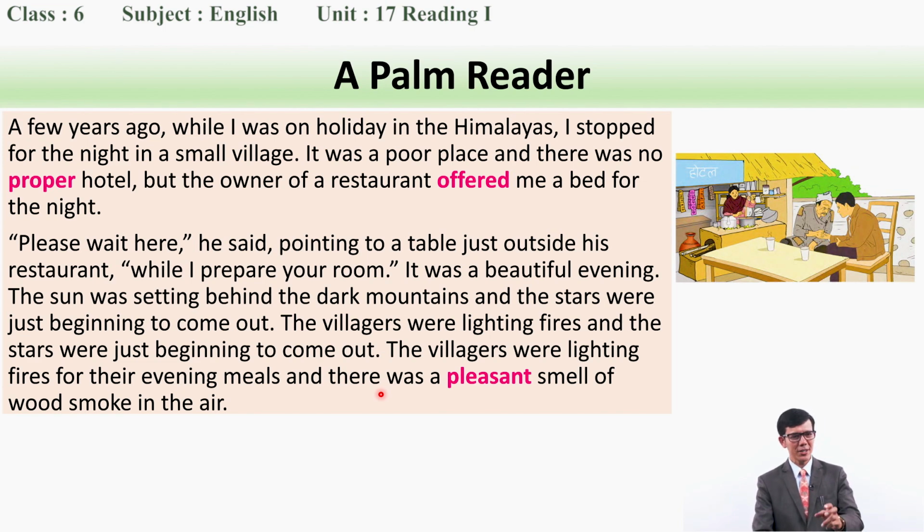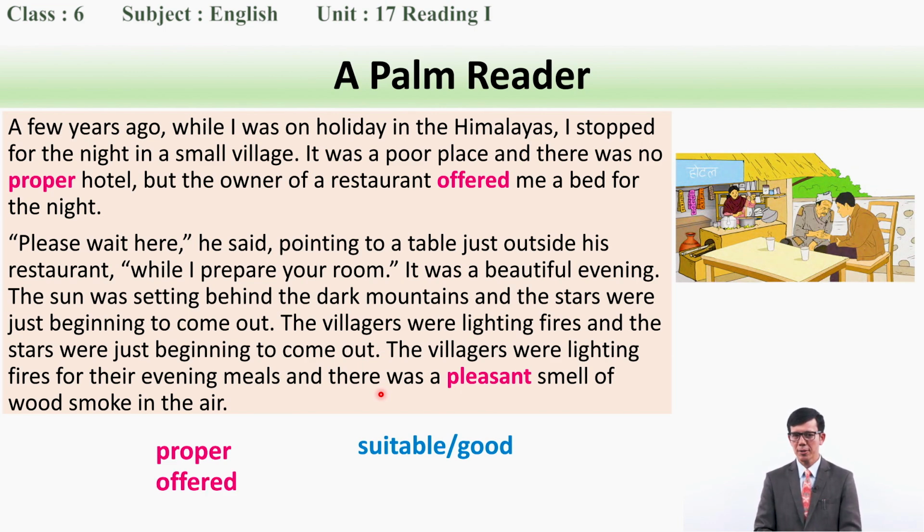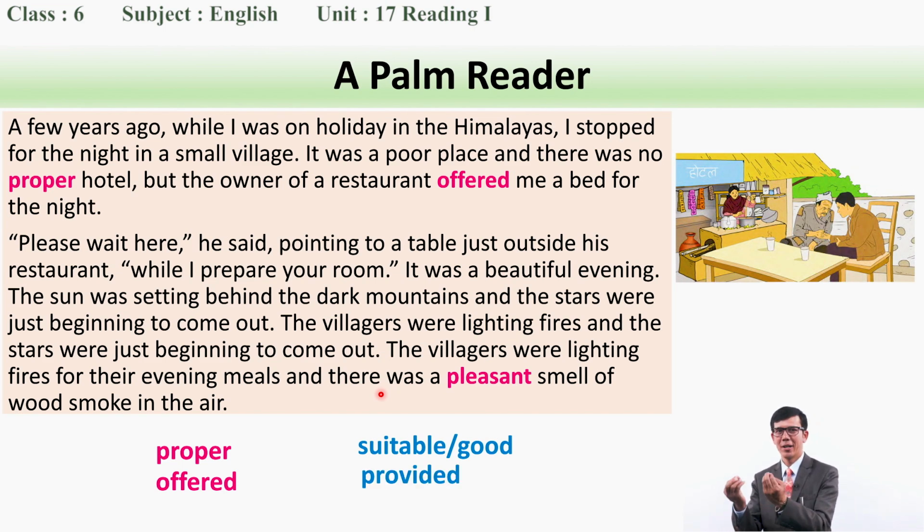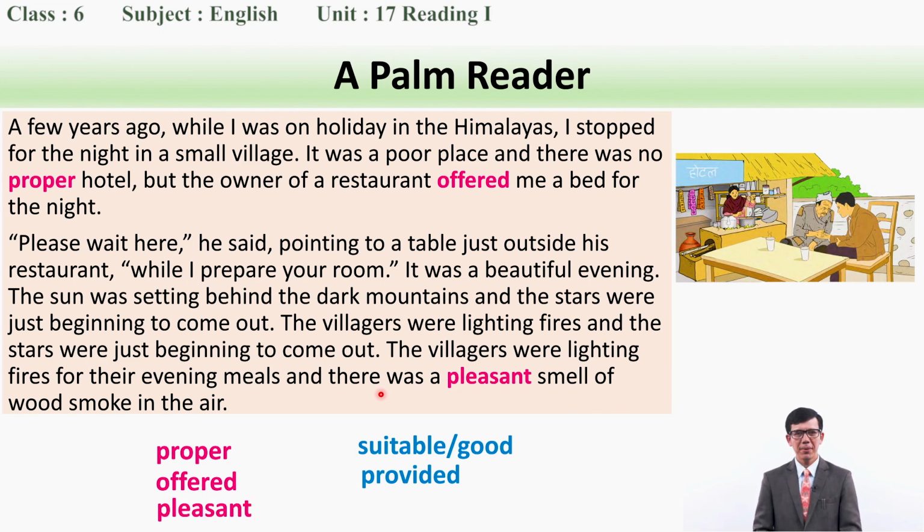So there are some words, as you see in the paragraph. Proper, as you have already guessed, means suitable, good. Offered means the owner of the hotel provided, gave a bed for the speaker. And pleasant: of course, that evening was pleasant, happy, pleasing. So these are the words with their meanings that you can find in the text.